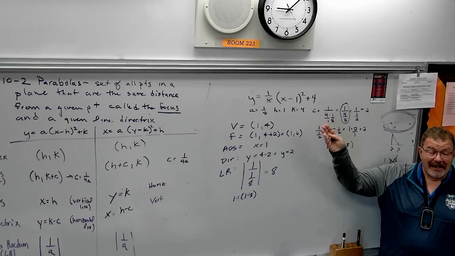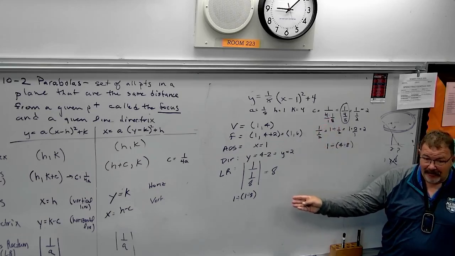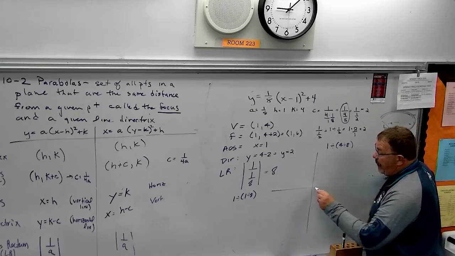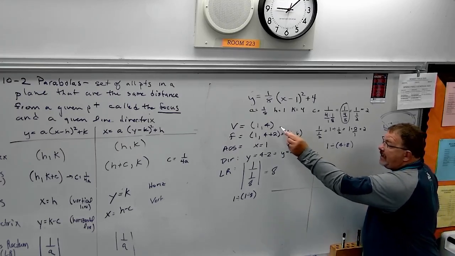Okay, so we're ready to graph this now. So this is where we got to graph it. Here we go. So our vertex is 1, 4.